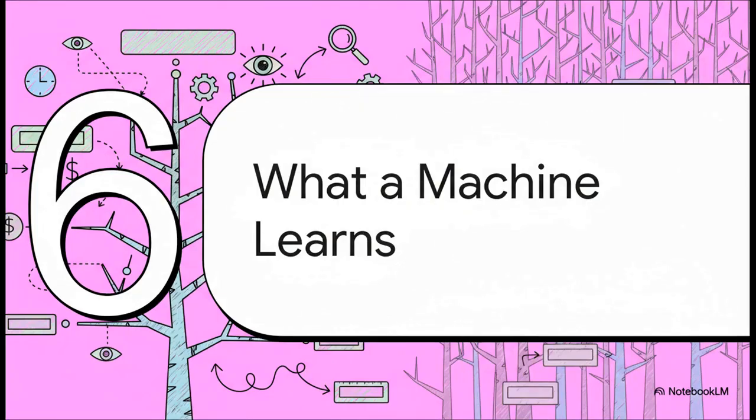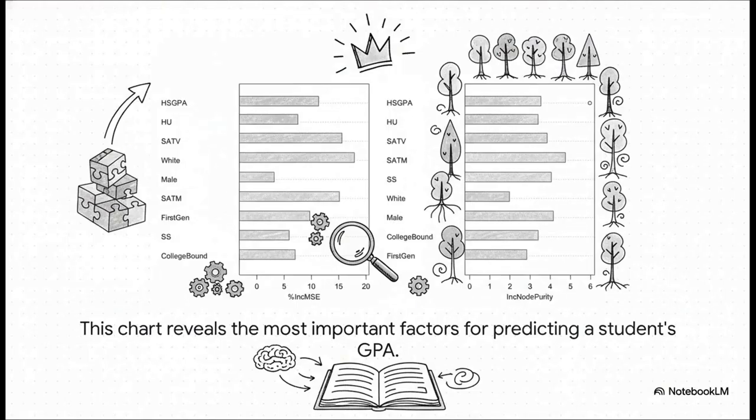Now, one of the coolest things about decision trees and random forests is that they are not a black box. We can actually look inside and see what the model learned was important to make its decisions. This chart here is called a variable importance plot. It comes from that random forest model we were just talking about. And it literally ranks every piece of information we gave the model, from most predictive to least predictive. We can see exactly what factors the machine was leaning on most often to make its choices.